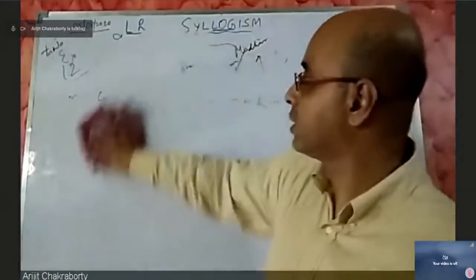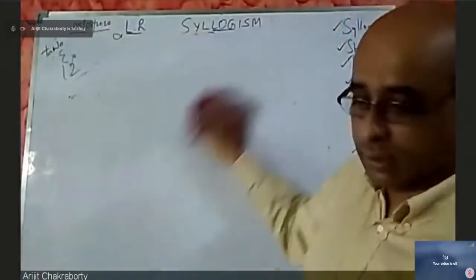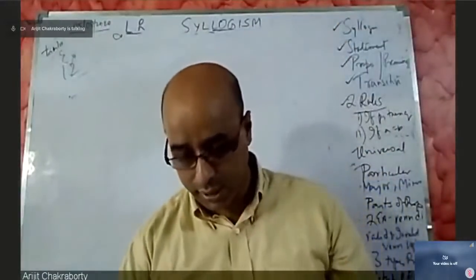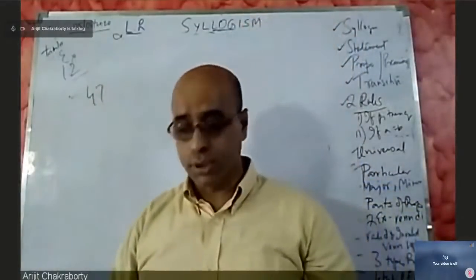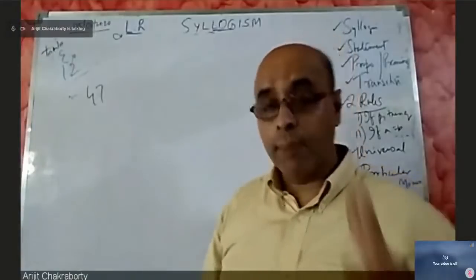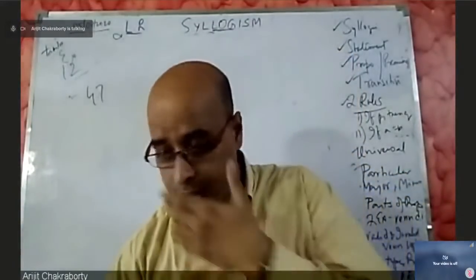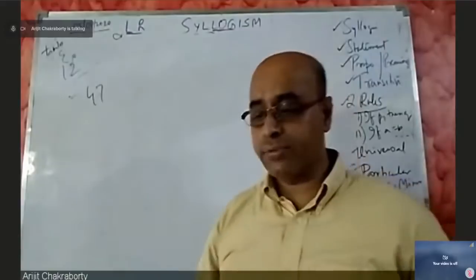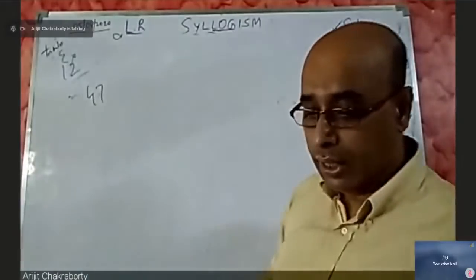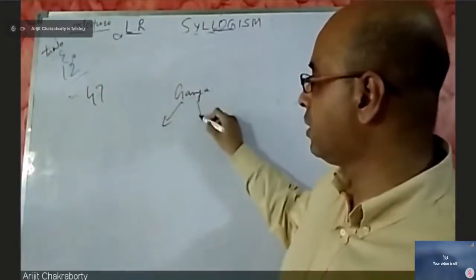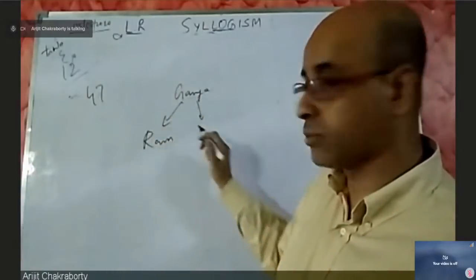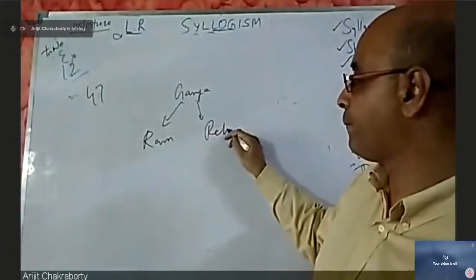This is a critical question, and again we will check this answer. 47. Aman Goyal and Shruti requested me to take this up. Among her children, Ganga's favorites are Ram and Rekha. So Ganga has two favorite children, Ram and Rekha. Please note this very carefully.